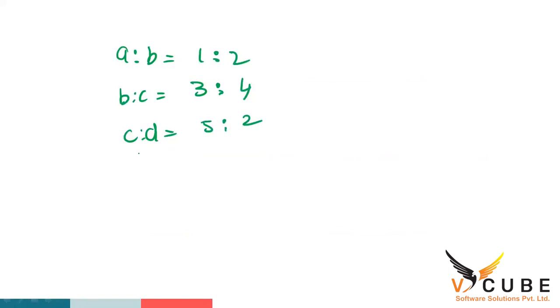For example, A is to B is equal to 1 is to 2, and B is to C is equal to 3 is to 4, and C is to D is equal to 5 is to 2. So find out A is to B is to C is to D. Okay, right. If you observe the problem clearly, I think there is no need for pen and paper.